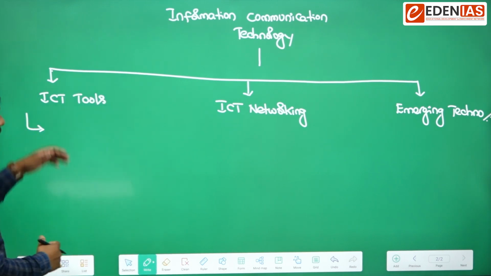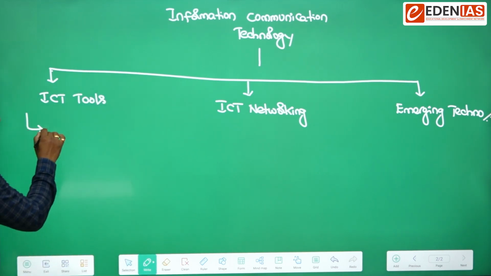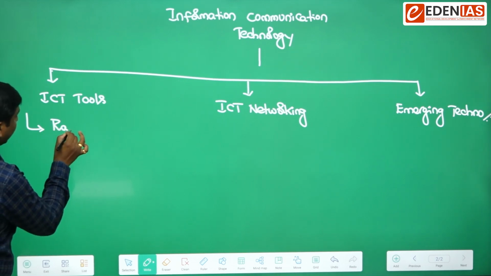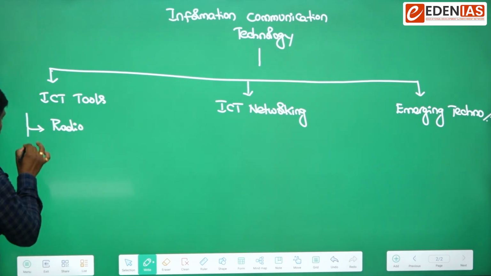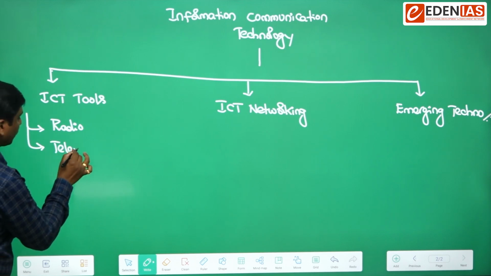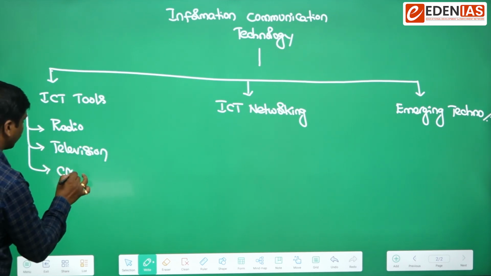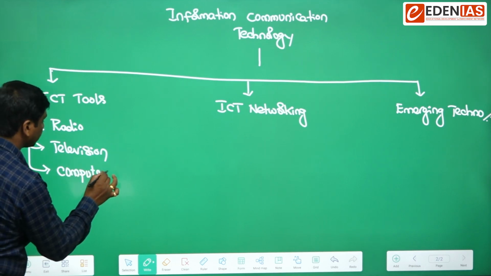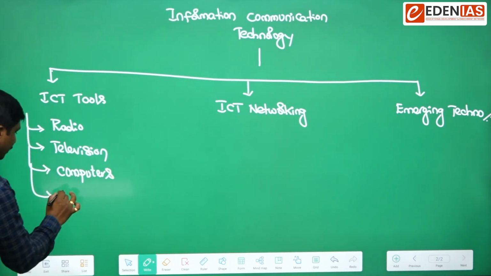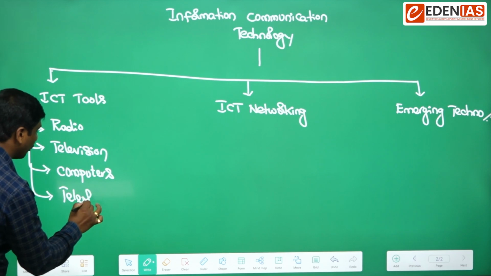Here, what are the important tools that we use? If you go from the old generation to now, it would be radio, then television, then computers, along with telephones and mobile phones.